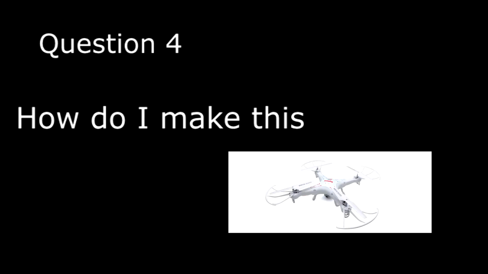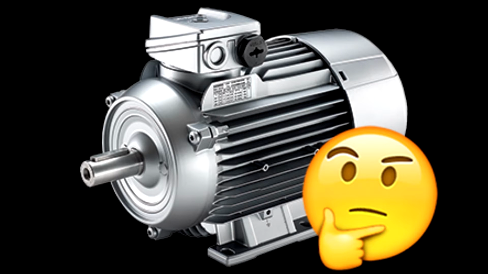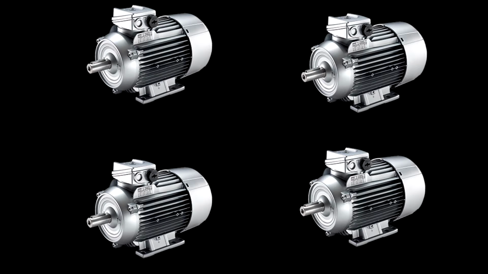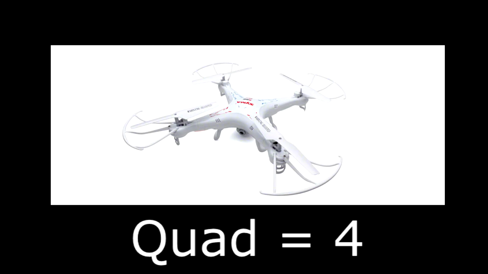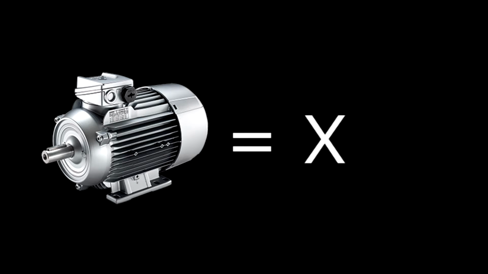The most important question to me is, how do I make this thing fly? Well, we've got motors to do that. For our case, we only have 4 motors per drone, so we're going to be making a quadcopter. Now, that little fact is important because we are only allowed to use 4 motors, and each motor provides an X amount of thrust.